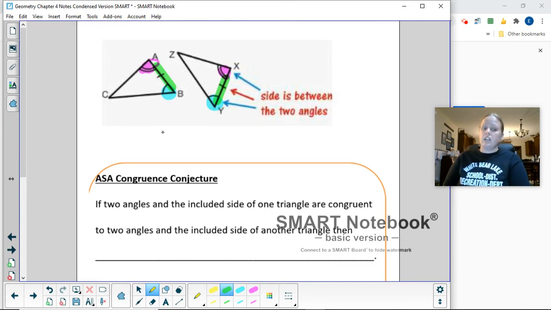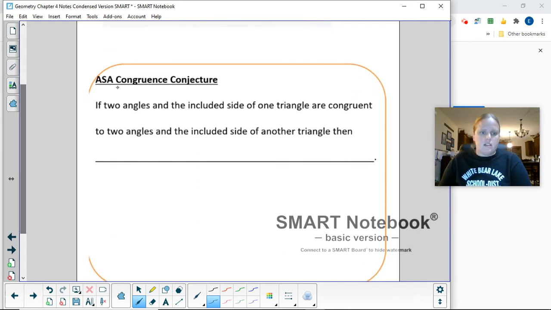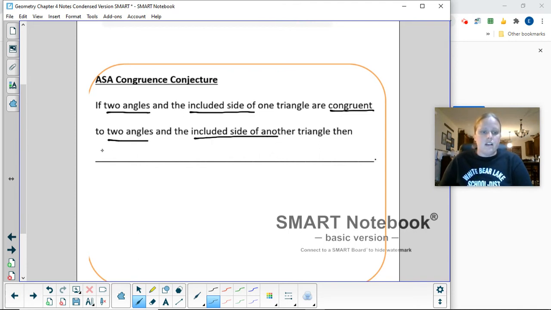And if we were to continue this investigation, doing more and more examples, we would find that when we have two angles and an included side, or ASA, then the two triangles do come out to be congruent in all manners. So here I have the ASA congruence conjecture. If two angles and the included side on one triangle are congruent to two angles and the included side on another, then the triangles are congruent.